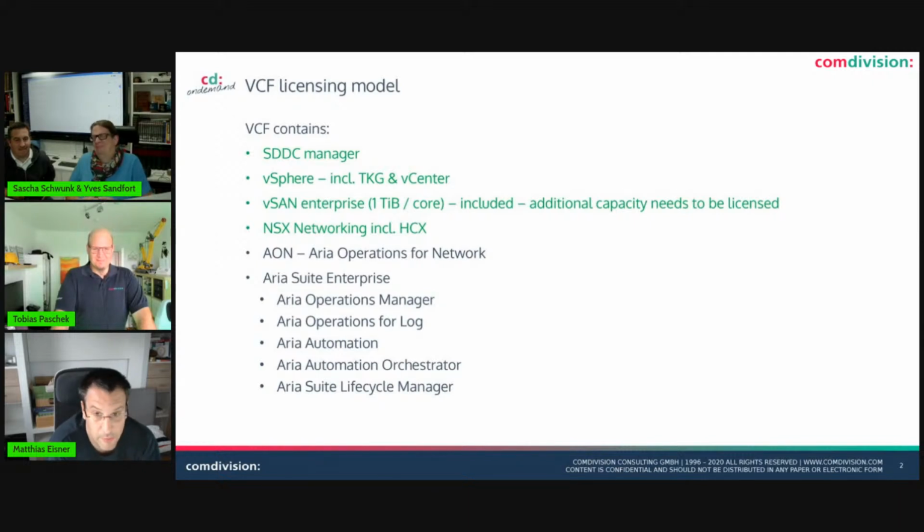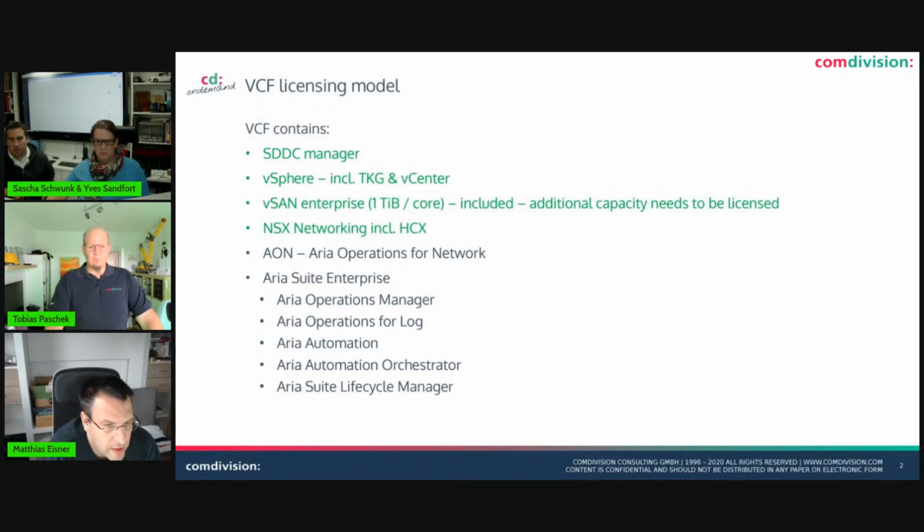As you see, today we actually have a few slides just to make our life easier and to not skip anything. So the vCF basically contains the SDDC manager. We have vSphere, including TKG and the vCenter. We just use the official naming for all the bullets. We have vCenter Enterprise with 1 TB per core included. If you need more capacity than 1 TB per core, it needs to be licensed. But the minimum licensable capacity is 8 terabytes per socket. So that's already a lot.